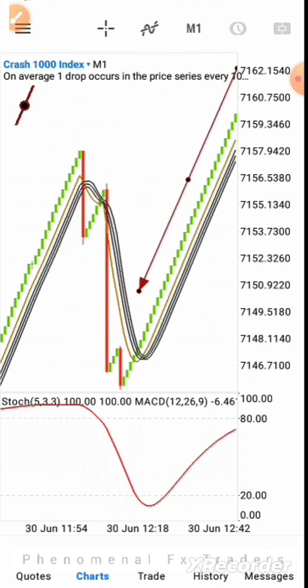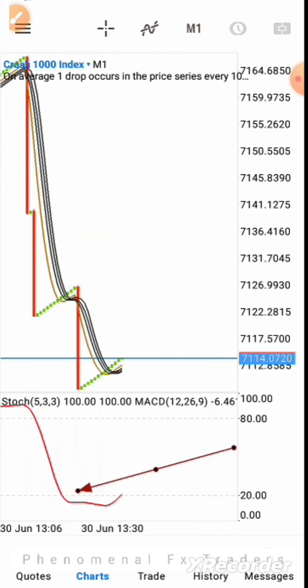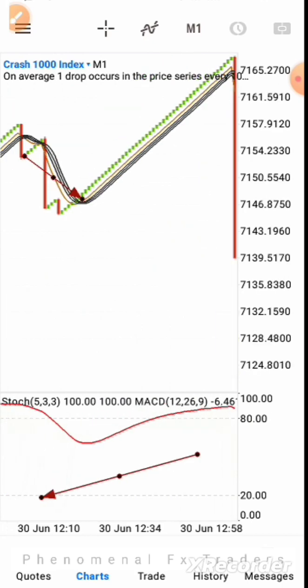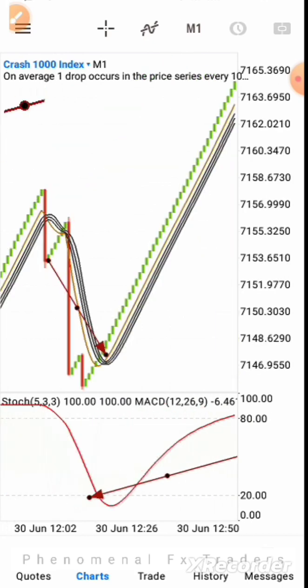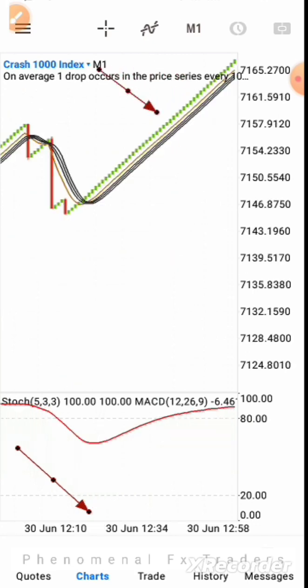All right, so if you look here, you can see that there was a crossover here. The gold colored moving average crossed the Bollinger Bands at this point, and also the MACD signal line got to the 20 level here, and you can see how much it bought. Crash bought up to this. In fact, it was much.